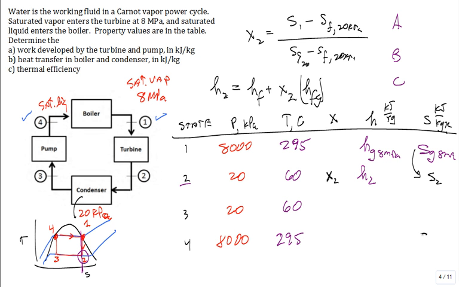What would be easier to get, S4 or S3? Which one would be easier to get, S4 or S3? 4. Because it's on the line. It's saturated liquid at the 8 megapascal, so it's a lot easier to get 4. That's equal to Sf at the 8 megapascal. Once I know that, then I got S3. S3 is equal to S4, true?